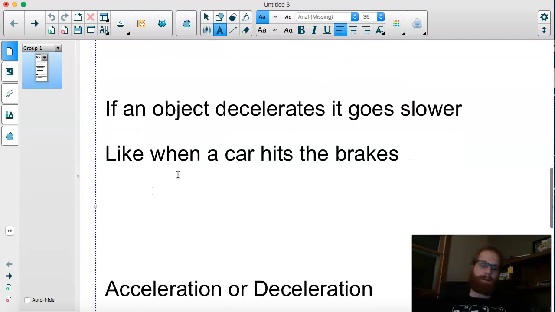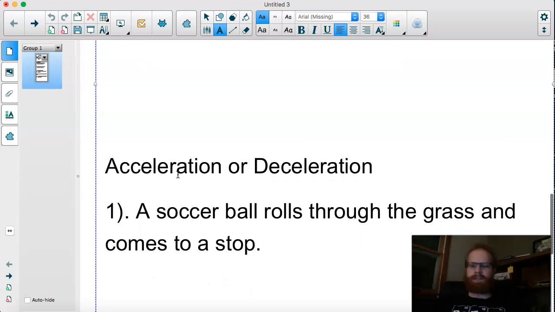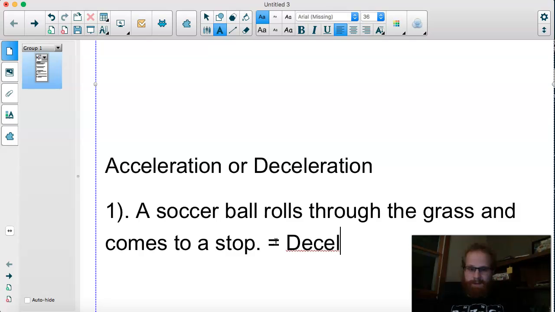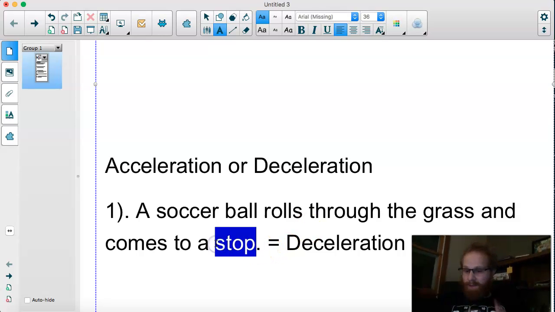Let's find out. All right, here's our first one. Acceleration or deceleration. Dun, dun, dun. Okay. A soccer ball rolls through the grass and comes to a stop. Is that an example of acceleration or deceleration? Yeah, this one is an example of deceleration. There we go. And one of the clue words that we have is this ball was rolling. It had motion, it had speed, but then it came to a stop. It lost that speed.